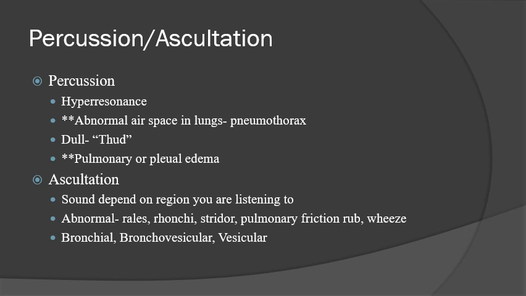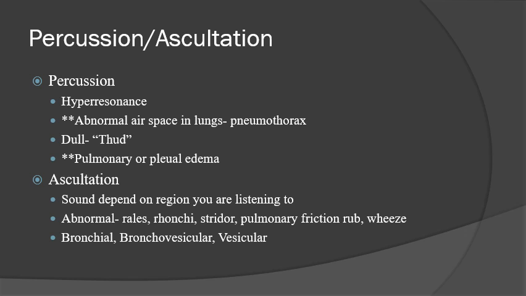Bronchovesicular sounds are detectable typically within the first and second intercostal spaces anteriorly and between the scapula posteriorly. The inspiratory and expiratory phases of bronchovesicular sounds tend to be equal in duration, and as far as intensity, they're in between the vesicular and bronchial.